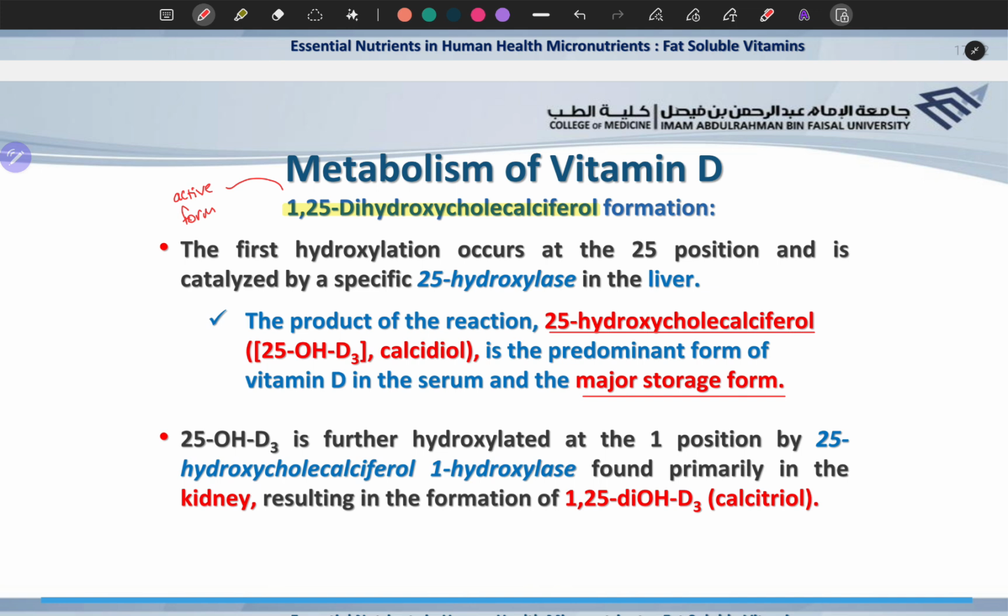25 hydroxy D3 is then again hydroxylated at position number 1 by 1 hydroxylase. That is 25 hydroxycholecalciferol 1 hydroxylase, found primarily where? In the kidney. After the second hydroxylation, you will get the active form, that is 1,25 dihydroxycholecalciferol. Metabolism.